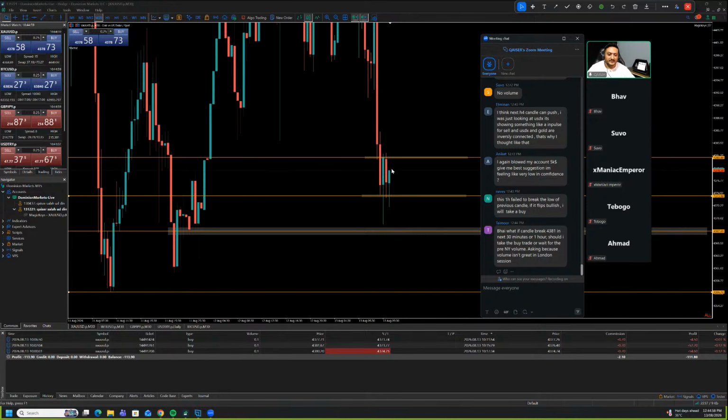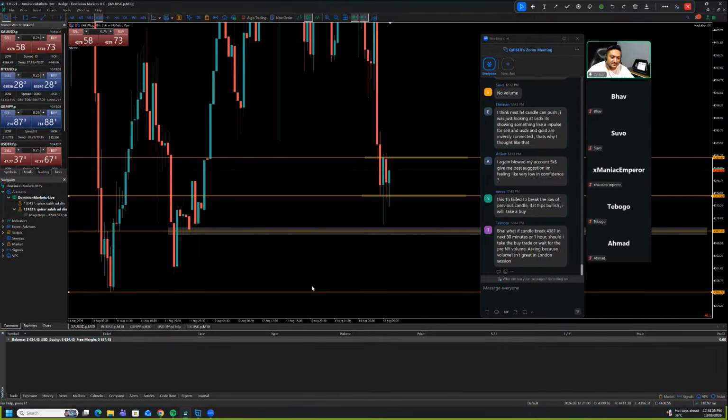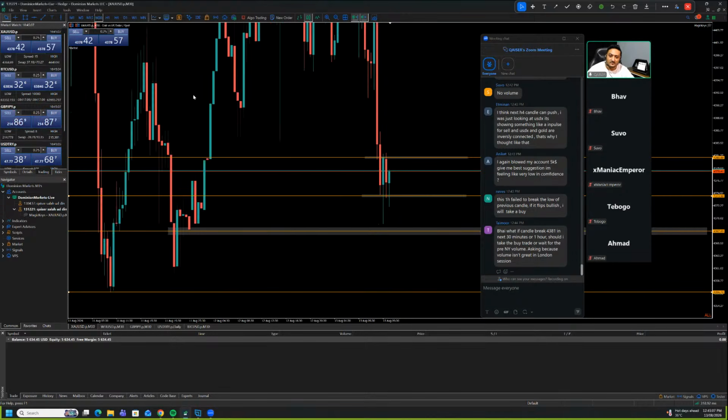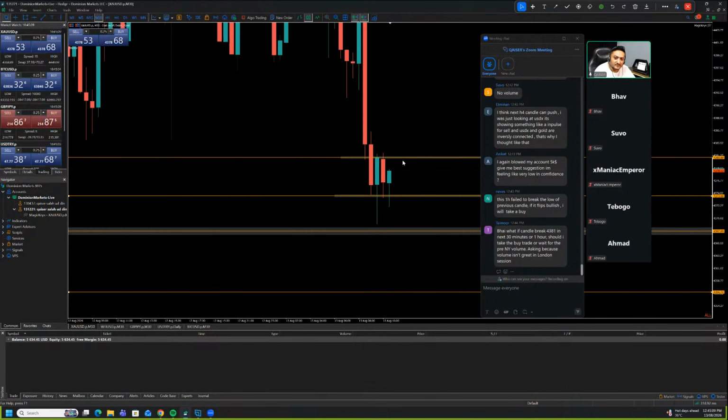If this 30-minute candle again manages to break and close above this high, I would like to give my trade a chance. Actually, you know what? I would like to give my trade a chance. Look at this 60-minute candle closed, 30 minutes still open. All I need is the candle to break and close above this area. Give me 1 minute.